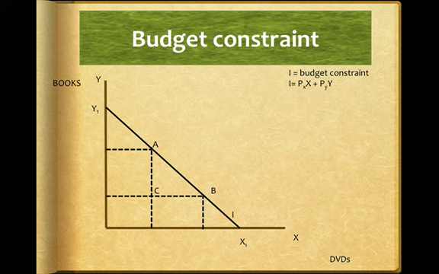Now let's have a look at the budget constraint, which is identified as I or M or B in the textbooks.